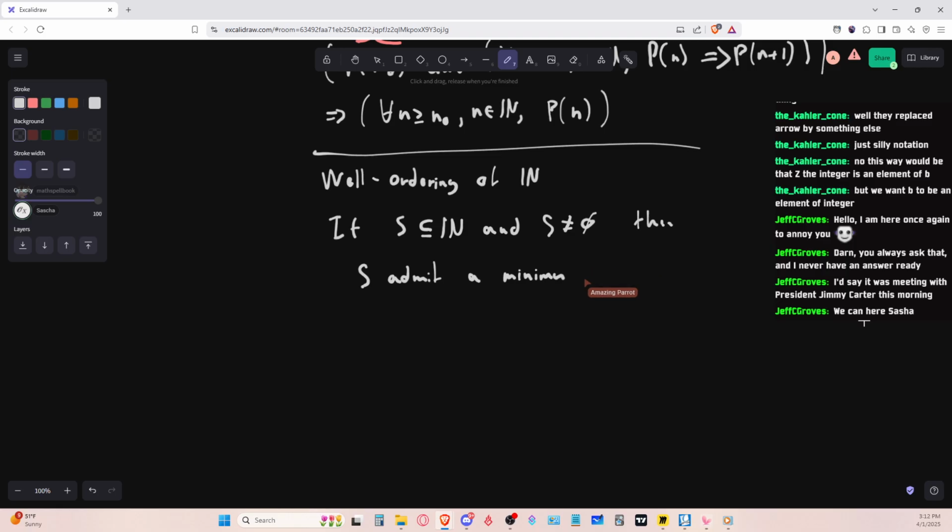A minimum. I guess I'm missing an M. So what I mean by minimum is there exists some M inside of S such that for all little s inside of big S, we have the following bound. Like it's bounded below? Yeah. Okay, so it's a minimum.